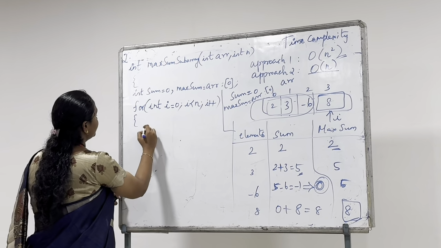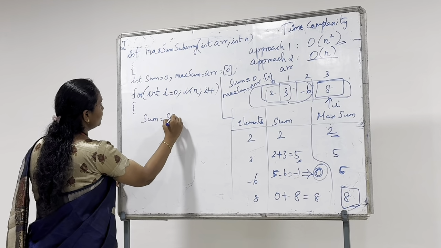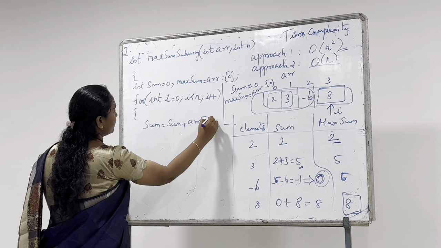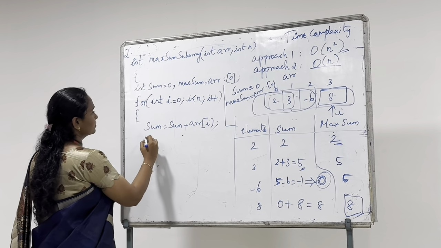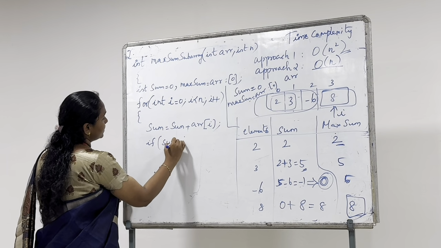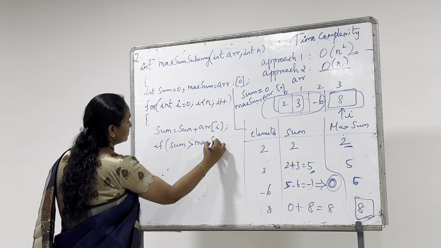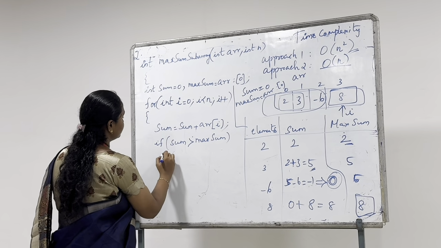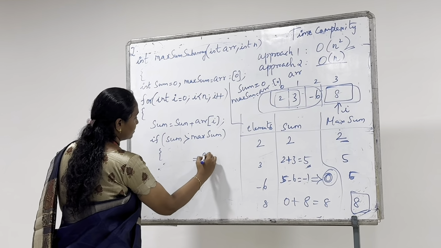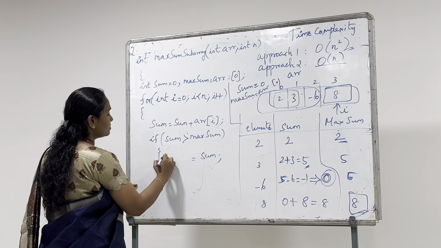And then compute the sum value. Sum is equal to sum plus array of I. If sum is greater than the maximum sum, then assign the current sum value to the maximum sum.